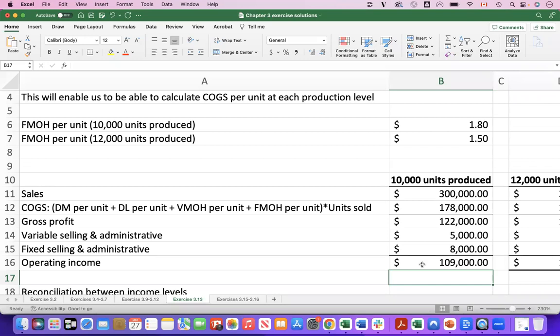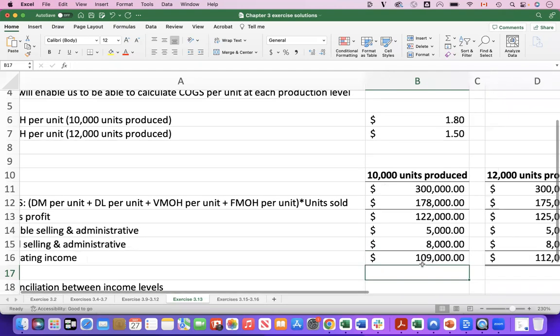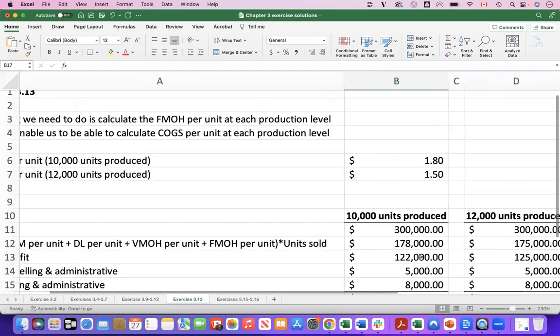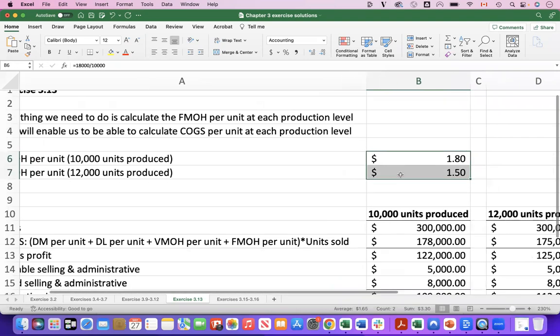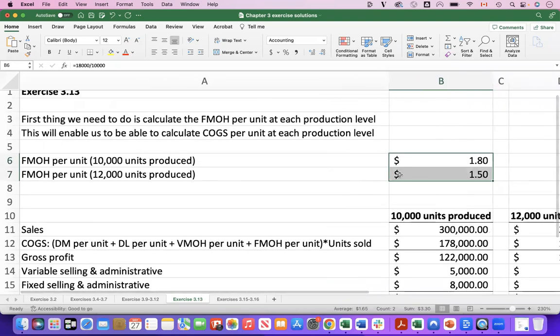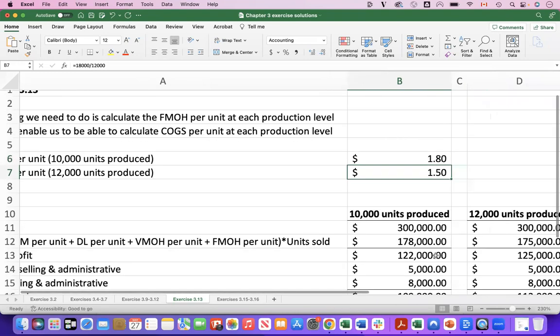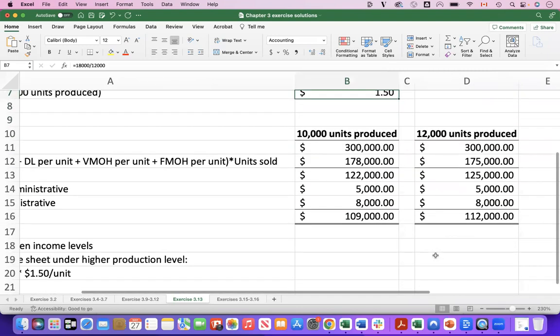The income statement only deals with the units sold. Well, you are right in some sense. The income statement does deal with the units sold, but the difference under absorption costing ties back to this calculation we did up here. Fixed manufacturing overhead per unit for 10,000 units produced was $1.80. However, if we produce 12,000 units with the same fixed manufacturing overhead, we're spreading out that fixed manufacturing overhead over more units. Therefore, that drives down our fixed manufacturing overhead per unit. And as you can see, our numbers are going to change just the slightest.